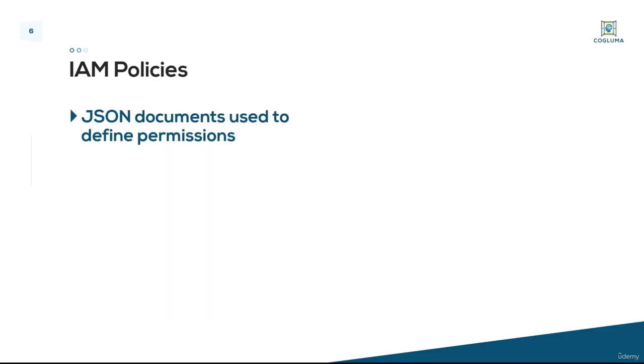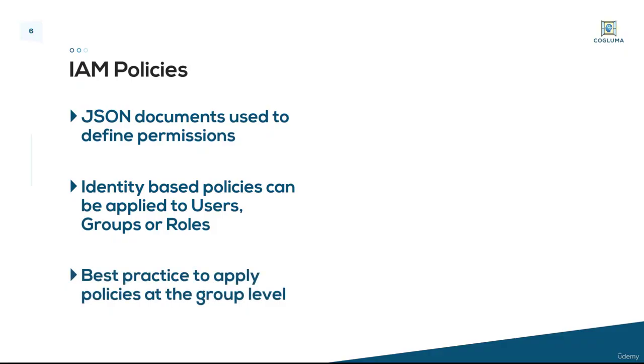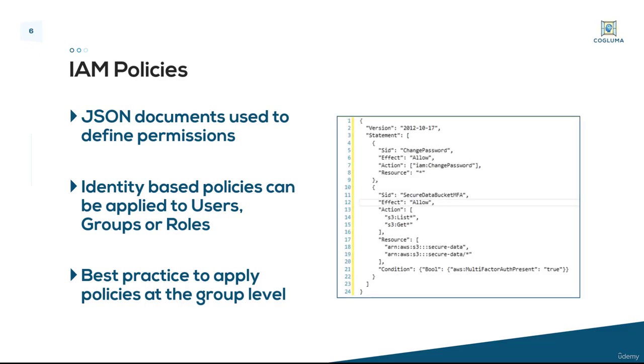IAM policies. So they're JSON documents that are used to define permissions. Identity-based policies can be applied to either users, groups, or roles. And the best practice is to apply policies at the group level. And that's to avoid any confusion for the different individual users, especially for larger environments. It becomes very cumbersome to try to manage the different policies on a user-by-user basis. Now, we can take a look here at the JSON document itself, and this is what it's going to look like. And we're going to take a closer look on the next slide.